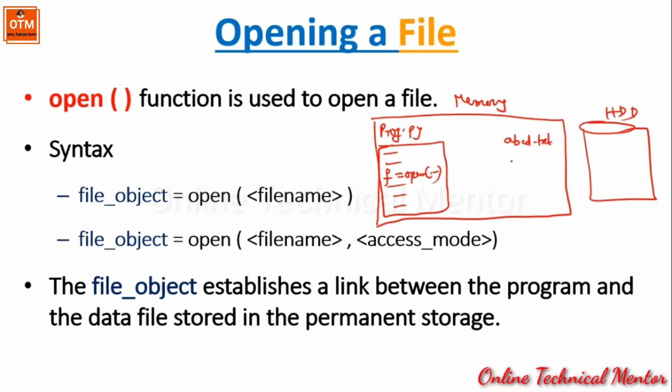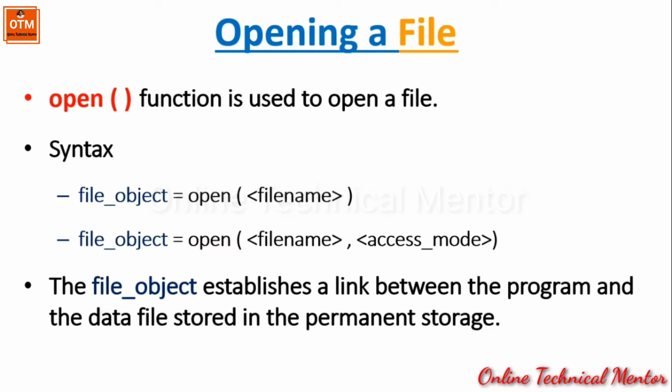So abcd.txt is the file which is going to be created. Suppose this file contains some data. This will be stored right back to the hard disk later. And what the file object is doing, it is pointing to the file abcd.txt. This file object f establishes a link between the program and the data which is going to be stored within the permanent storage. You can think of f as a pointer to the data file.